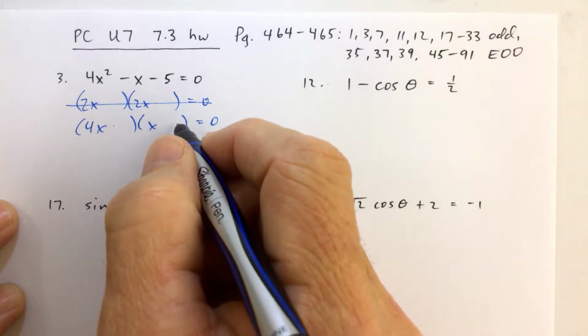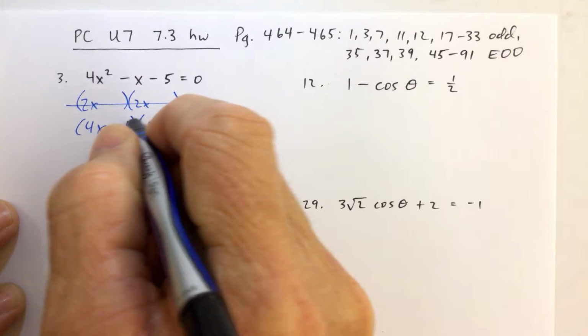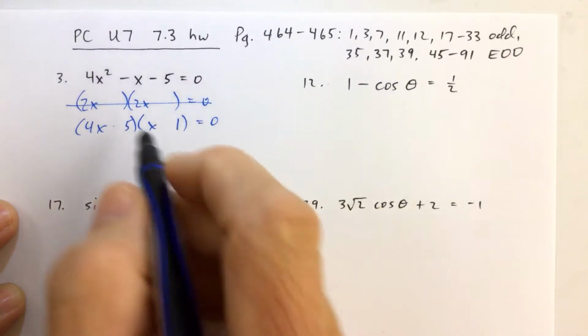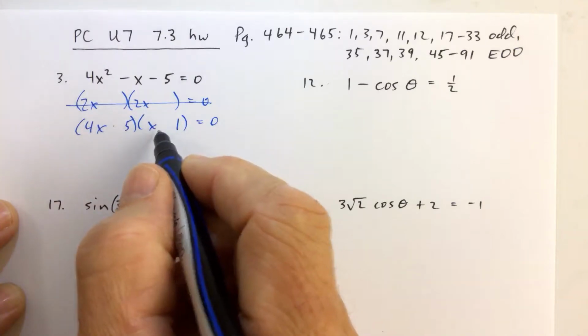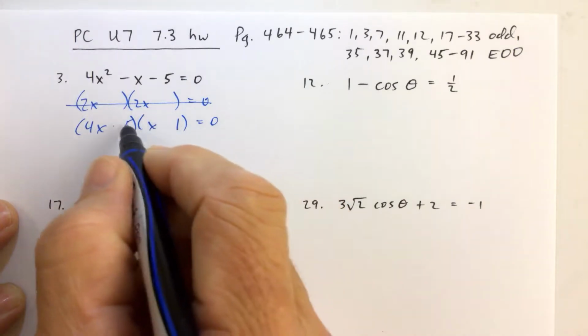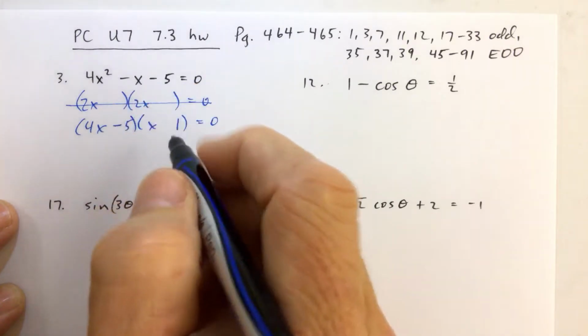And then if I put a 5 there, I'm going to get a 20x if I multiply the outside. So I've got to put the 5 there and the 1 there. Factors of 5 are 5 and 1. Factors of 4x squared are 4x and x. So I get a 4x and a 5x, and if my 5x is negative, then I get a negative x.